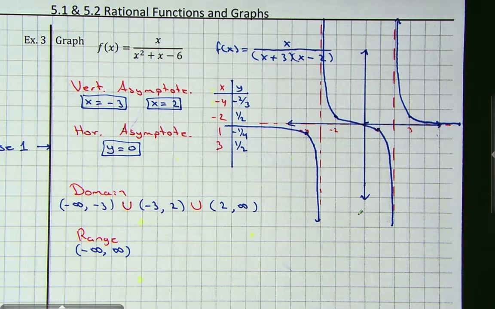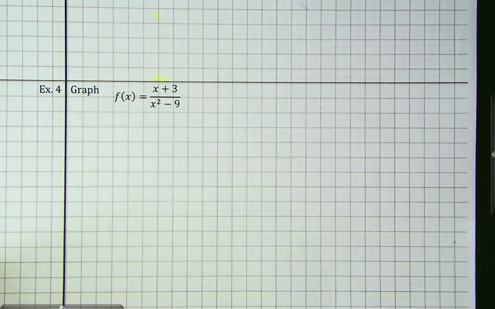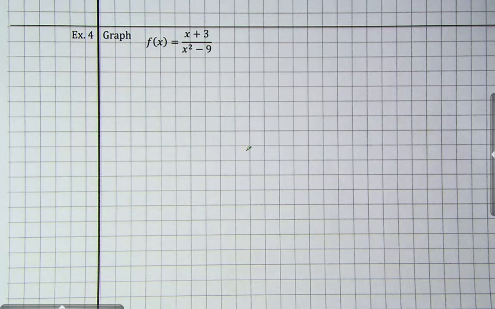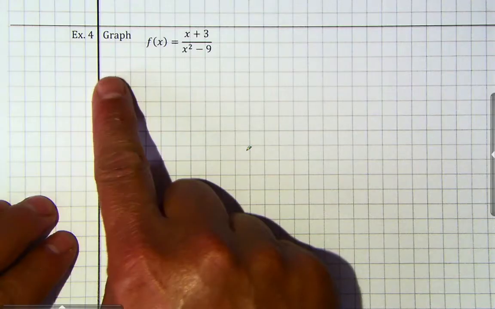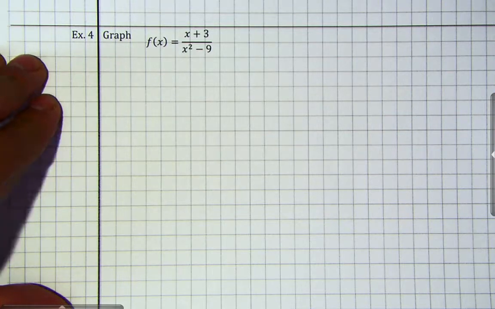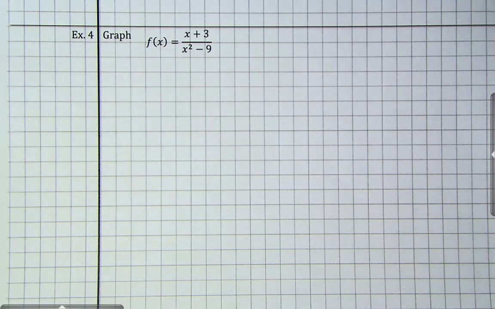So let's continue with example number 4. Go ahead and take the time to write it down, pause it, and we'll continue once you're ready. So once again, I'm going to make a 5x5 graph.